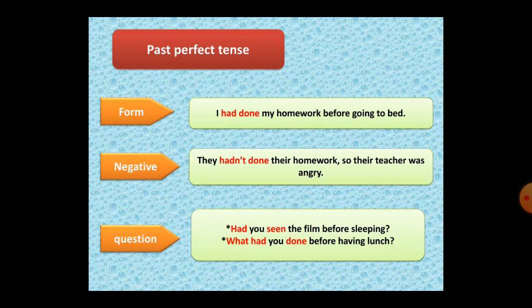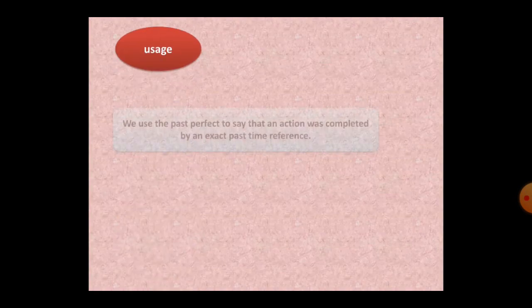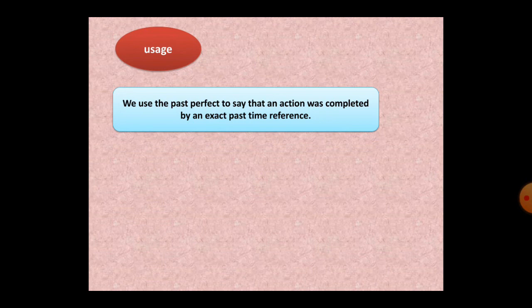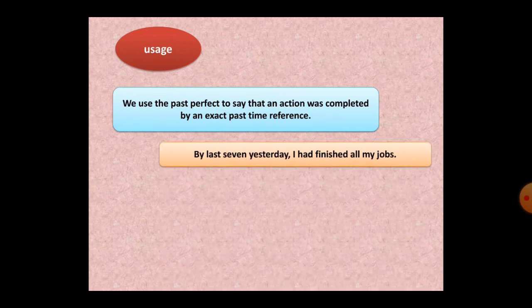What had you done? Here's a question word followed by had, the subject, and the past participle. What had you done before having lunch? You could say, before having lunch, I had washed my hands. The usage. We use the past perfect to say that an action was completed by an exact past time reference. Here is an example: By 7 yesterday, I had finished all my jobs.